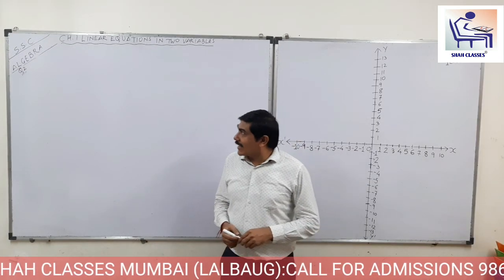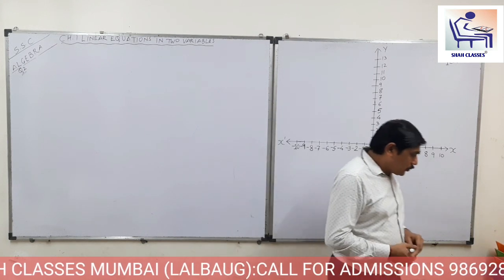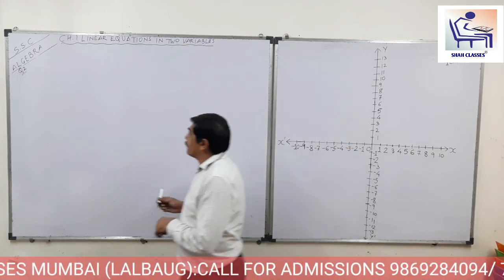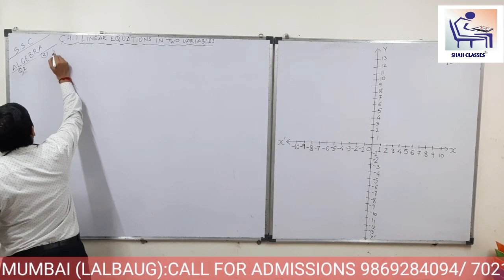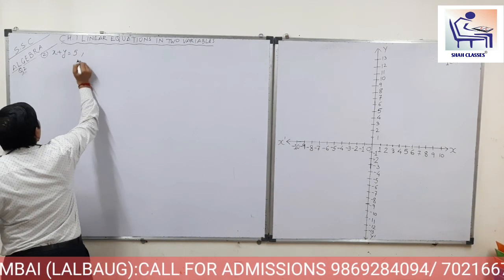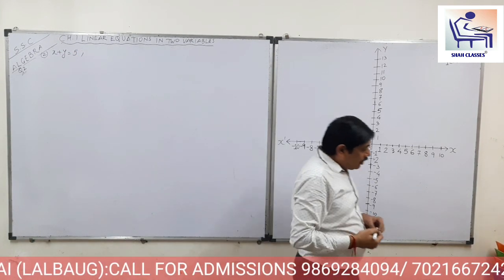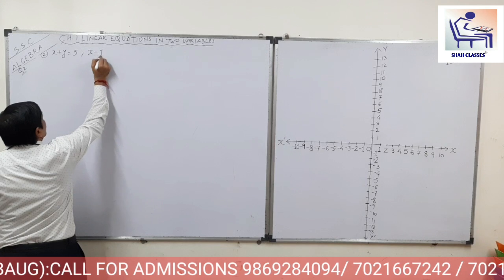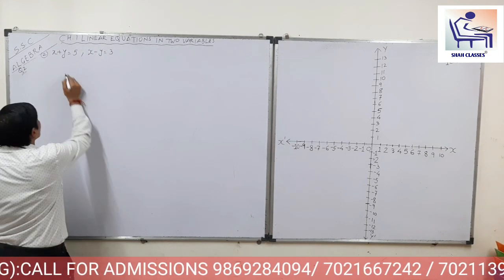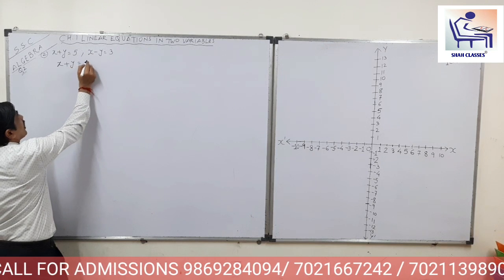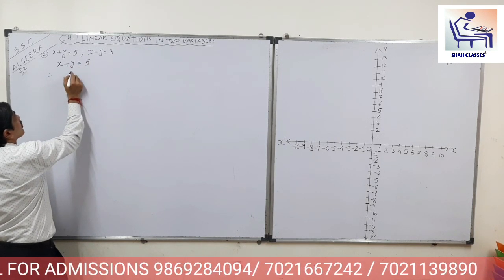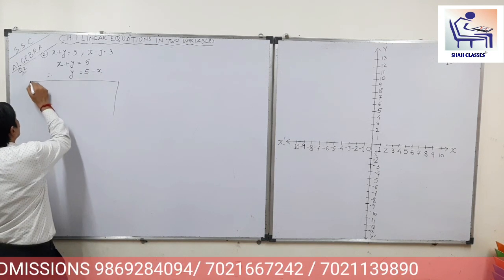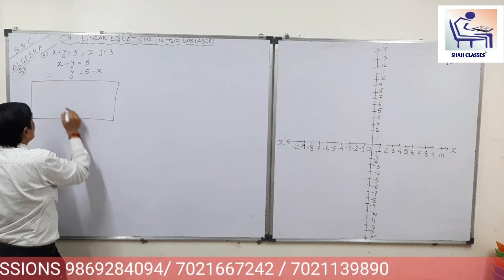Now we have to move towards the second question. Let's move to the second sub-question. So your question number 2, in that your sub-question 2 is x plus y is equal to 5. And your second equation is x minus y is equal to 3. So we have to solve this. x plus y is equal to 5. Find out the value of y. So y is equal to 5 minus x. Now we will draw the table.